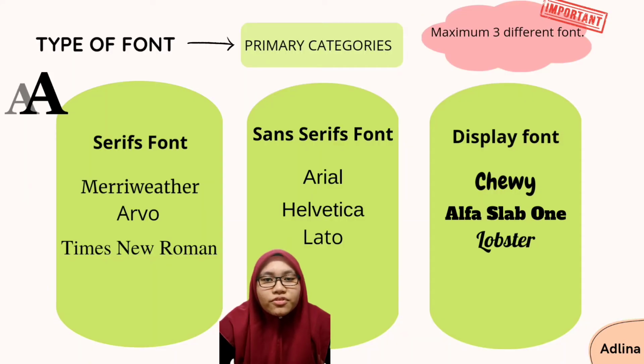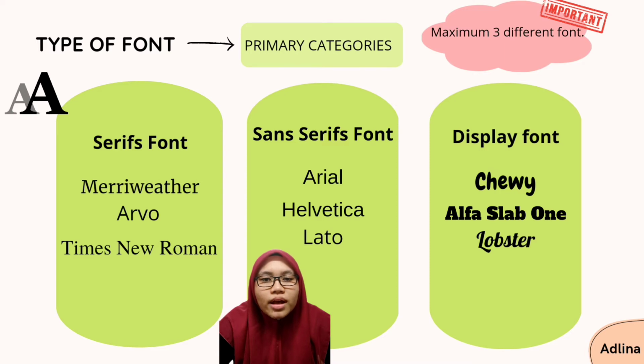There are 3 main font families, which are serif, sans serif and display font. Serif fonts such as Times New Roman and Merriweather are popular examples. A common theme is using serif font as body text because it's easier to read. Our eyes are accustomed to reading Times New Roman because it's the font type that usually appears in books and newspaper. Second is sans serif.